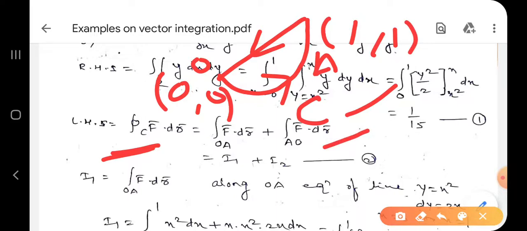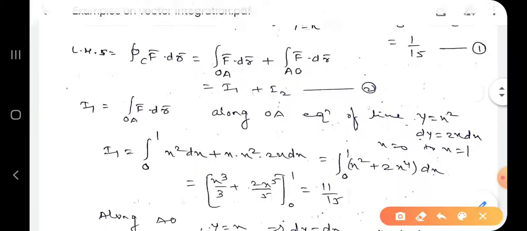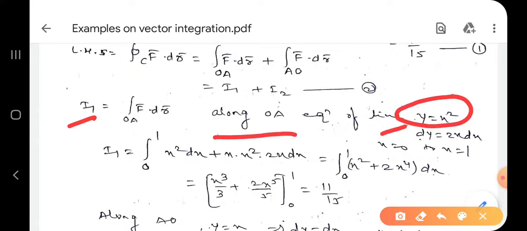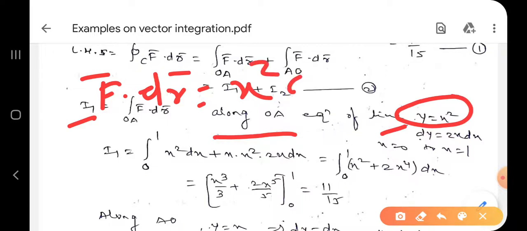Now along OA the equation of the curve is y equal to x square, and along AO the equation of the line is y equal to x. Keep these two things in your mind. Along OA I call that integral I1, and along AO I call it I2. So I1 is the integration over OA of f bar dot dr bar, where y equal to x square, dy equal to 2x dx, and x varies from 0 to 1. Understood? Now f bar dot dr bar is x square dx plus xy dy.